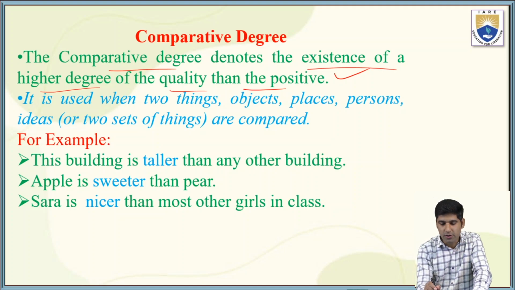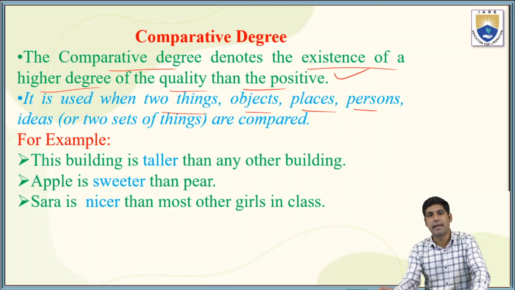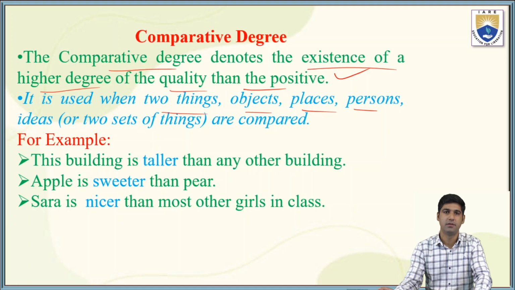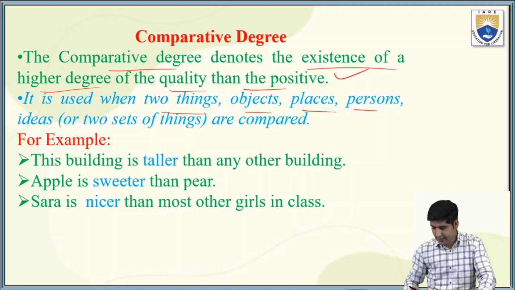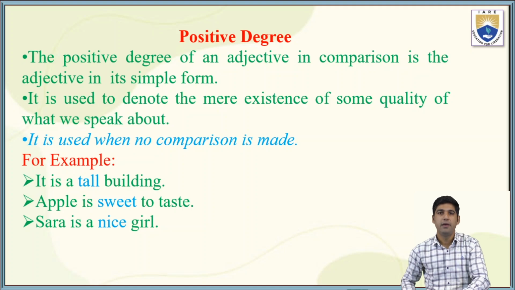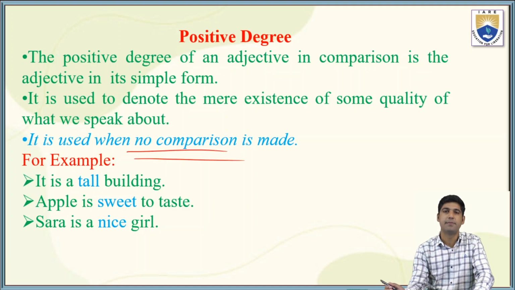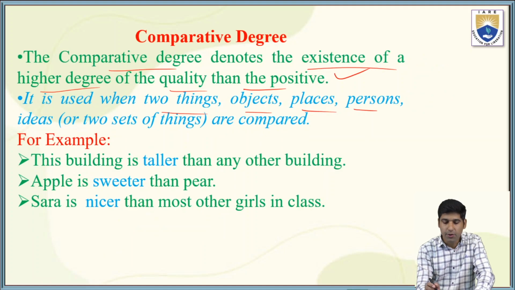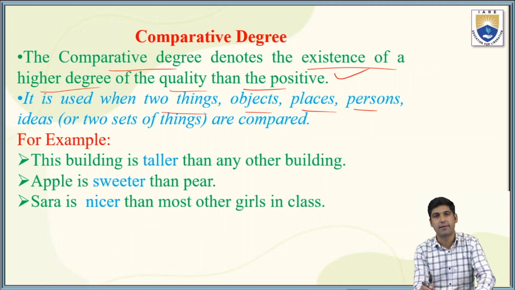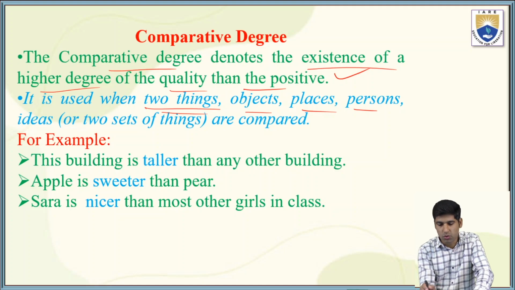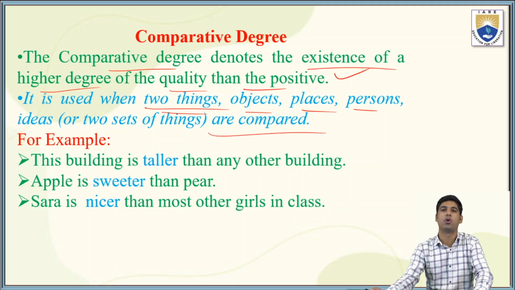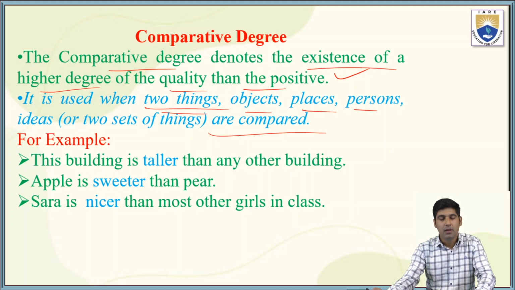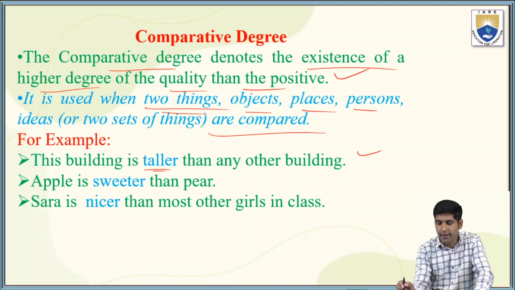See, it's used when two things, objects, places, persons, ideas, or sets of things, sets of ideas, groups of people are compared. So as I told you, what was the case with the positive degree? In the positive degree, no comparison is made. Positive degrees are not used for comparison. Rather, comparative degrees are used for comparison. So it's used when two things, objects, and so on and so forth are compared. For example, this building is taller than any other building.